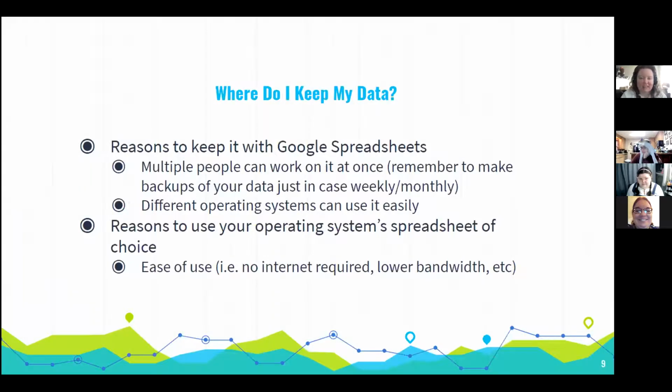But in SCA, there's really two main choices. One of them is to keep it with Google Spreadsheets, and another option is to keep it with your operating system spreadsheet of choice. So some pros for keeping it on Google Spreadsheets, you can have multiple people working on a data set at once. One thing I would caution about this is, if this is what you're doing, I would remember to make backups of your data just in case on a weekly or monthly basis. And also, you can use it much more effectively if you have different operating systems.